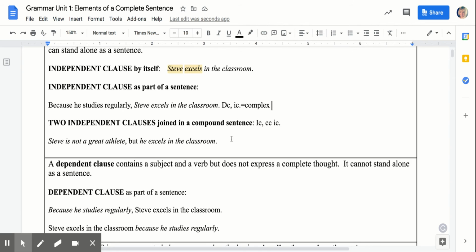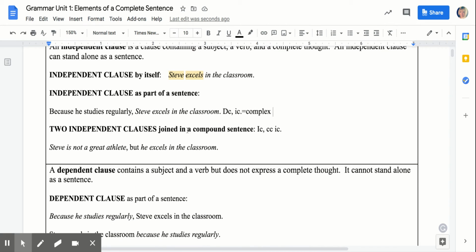Okay. We can also create compound sentences by joining more than one independent clause together. And there are several different ways to do that. One way is with a coordinating conjunction, or a CC, okay, a FANBOYS: F, or, for, and, nor, but, or, yet, so. That's the way conjunctions go. Okay. Steve is not a great athlete. Steve is our subject. Is not a great athlete is our verb phrase. Okay. Is not. Is our verb.